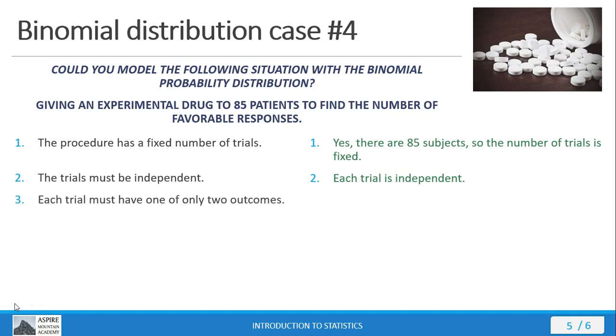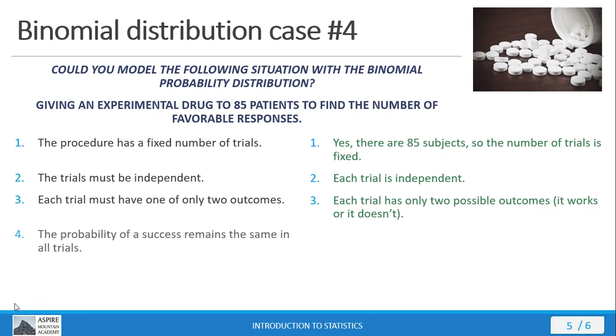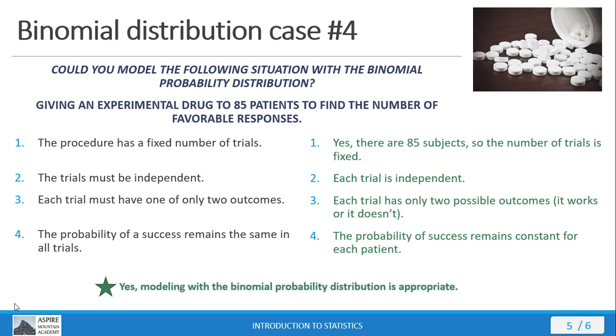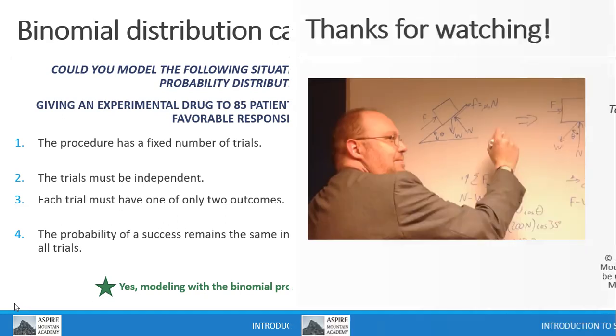Each trial must have one of only 2 outcomes. And yep, there's only 2 possible outcomes. Either the drug works or it doesn't. No in between here. And finally, the probability of a success remains the same in all trials. And yes, we see the probability of success is constant for each patient. So here we've got all 4 met. Therefore, we would say yes, modeling with the binomial probability distribution is appropriate.